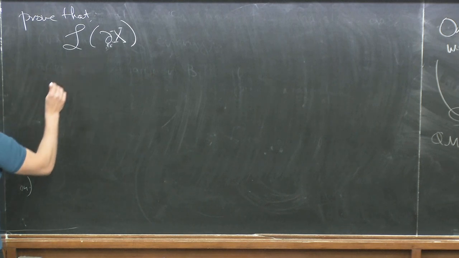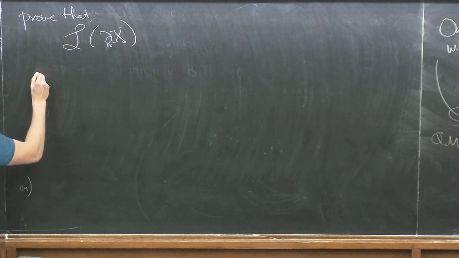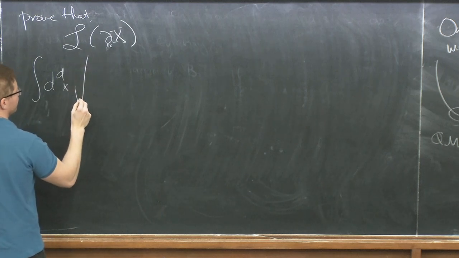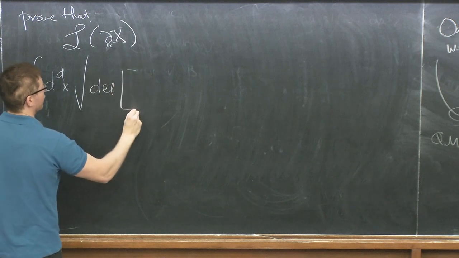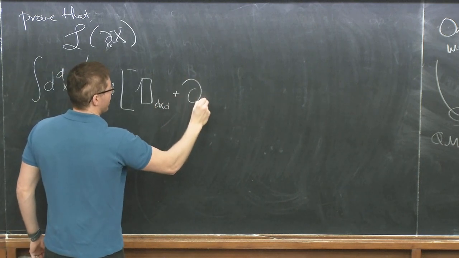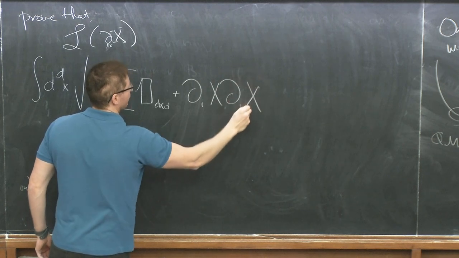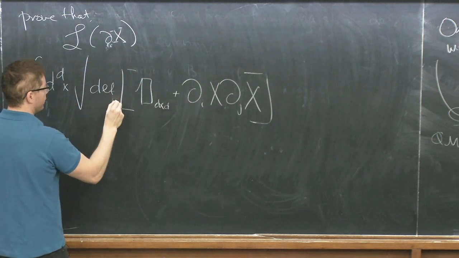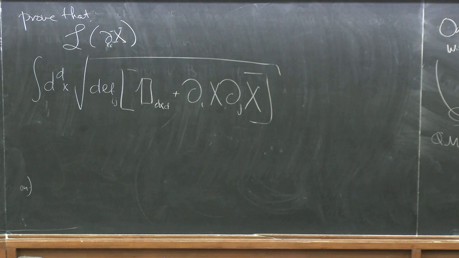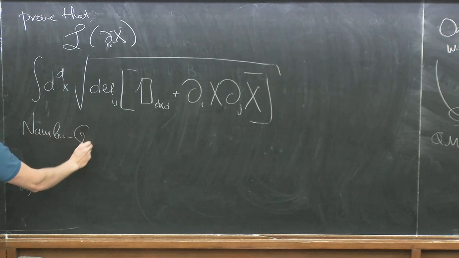So your exercise is to prove that the only possible Lagrangian is the square root of the determinant of the unit matrix in d times d directions plus ∂_i x ∂_j x, where you take the determinant over the indices i and j. Now, have you seen this Lagrangian before? Has anybody seen this Lagrangian before? Nambu-Goto. It's not Born-Infeld, it's just Nambu-Goto. This is called the Nambu-Goto Lagrangian.